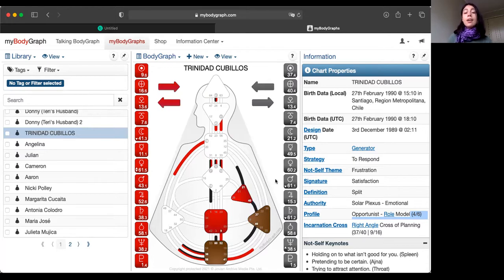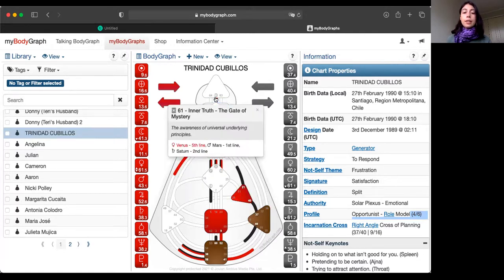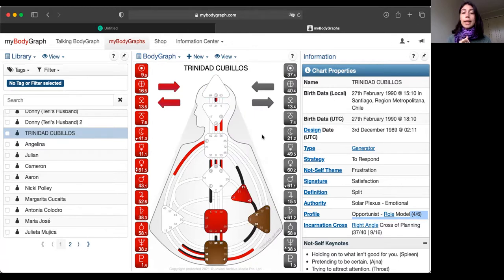And then we have a gate, which are all these little numbers that actually stay the same for everyone in terms of where they are, but they're either defined or undefined for people. So for example, I have gate 61 defined. I have gate 43 defined. Now, when it's a defined gate and it doesn't join on the other side with the other gate, we call it a hanging gate. Like gate 43 would be a hanging gate because it's not connecting to gate 23 in the throat. So the little numbers are gates.